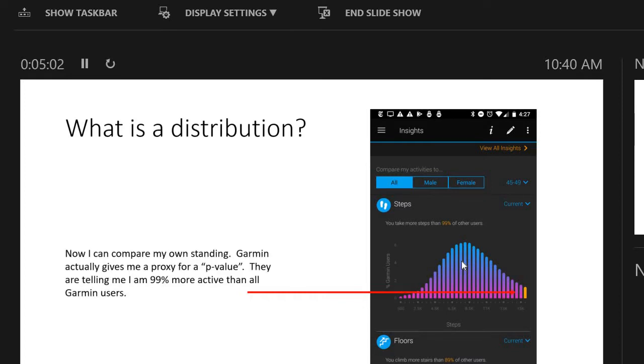When I want to compare, I compare to the null distribution. That shape that you're looking at, I can take as a proxy for the null distribution. If I didn't do an intervention, this is kind of where everybody stands. And I can ask, where do I stand? Am I different than other people? That's telling me I am. I'm 99% more active than all other Garmin users.